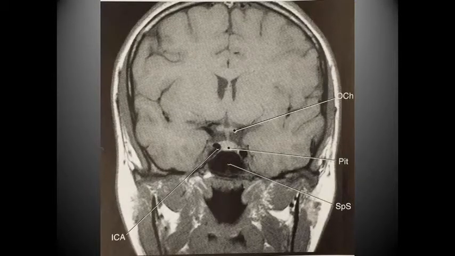Okay, so here we have the pituitary gland. We have the carotid arteries, the internal carotid arteries. Here is the lateral ventricle. We can see cranium, below the pituitary gland we have the sphenoid sinus.